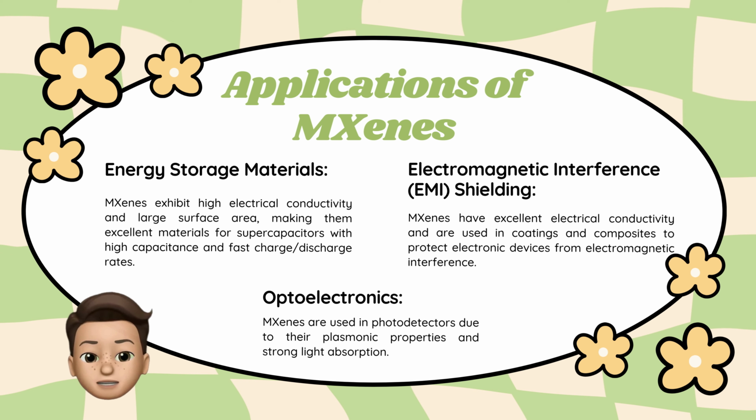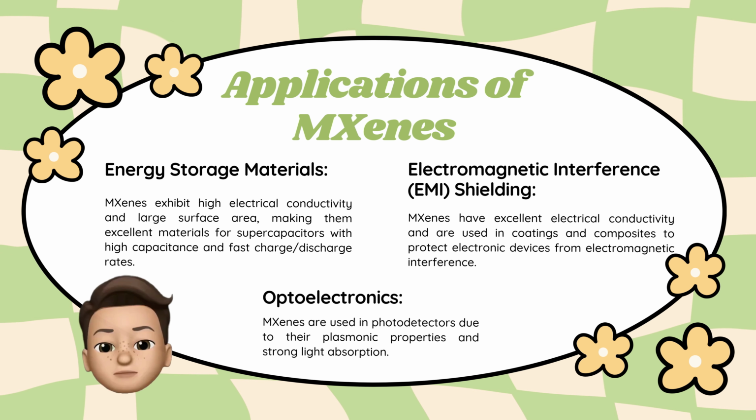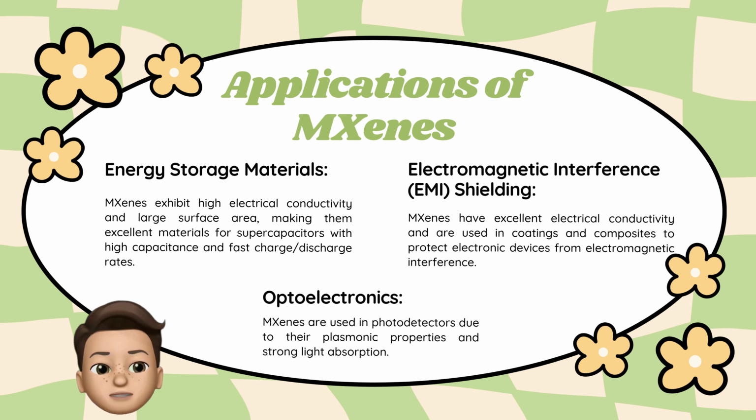Number 1 is energy storage materials. MXenes exhibit high electrical conductivity and large surface area, making them excellent materials for supercapacitors with high capacitance and fast charge or discharge rates. Number 2, electromagnetic interference (EMI) shielding. MXenes have excellent electrical conductivity and are used in coatings and composites to protect electronic devices from electromagnetic interference. Number 3 is optoelectronics. MXenes are used in photodetectors due to their plasmonic properties and strong light absorptions.